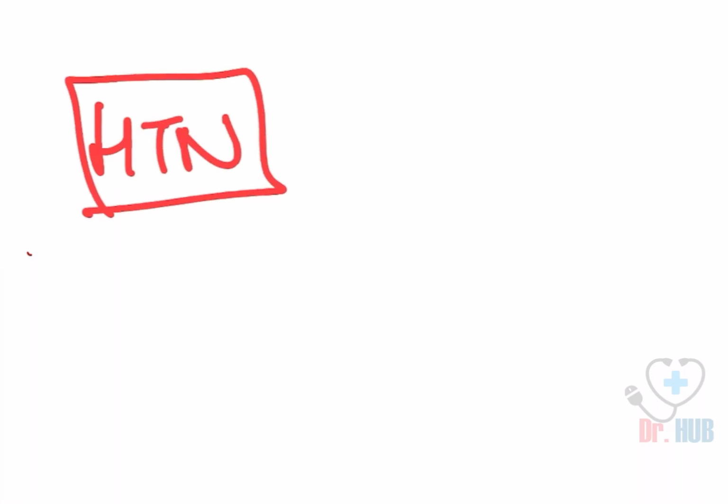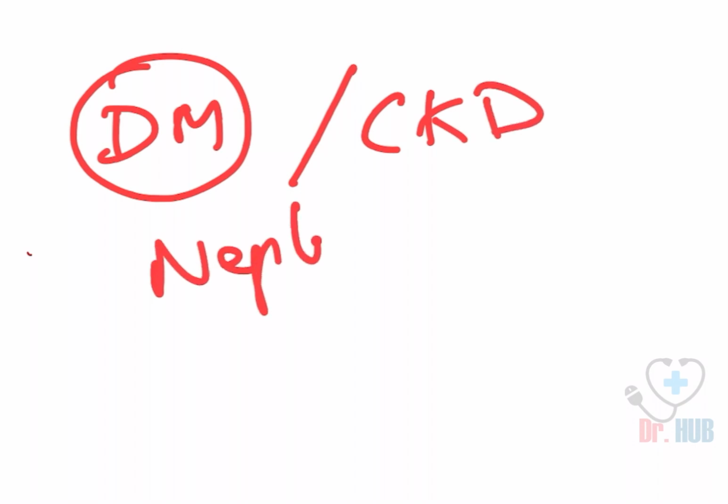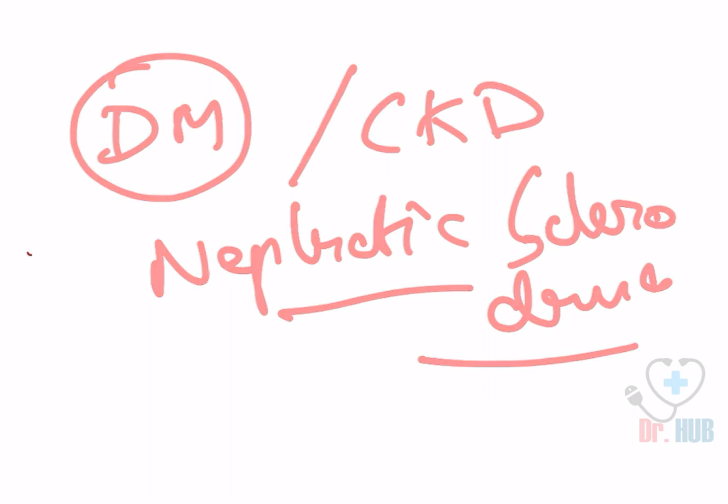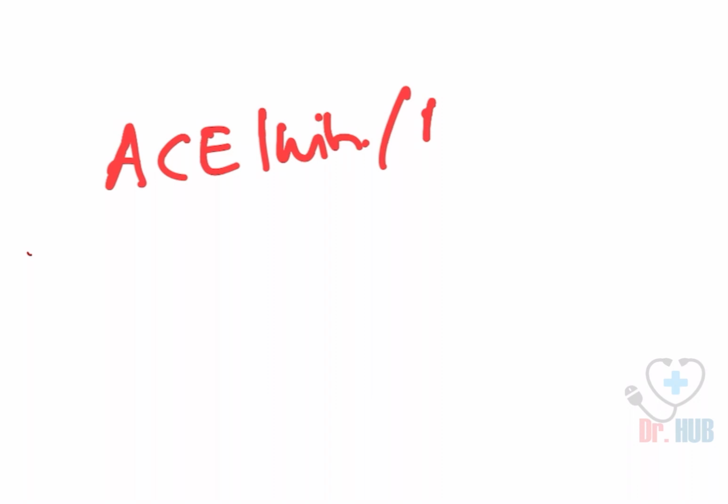Today we are looking at hypertension and the medications which are involved in hypertension. In case of comorbidities such as diabetes mellitus, CKD, nephrotic syndrome, and scleroderma, the DOC, that is the drug of choice, is the ACE inhibitors or the ARBs.